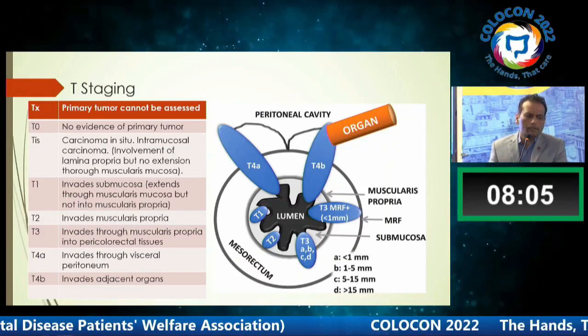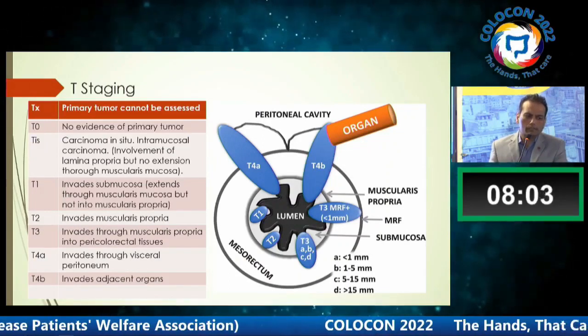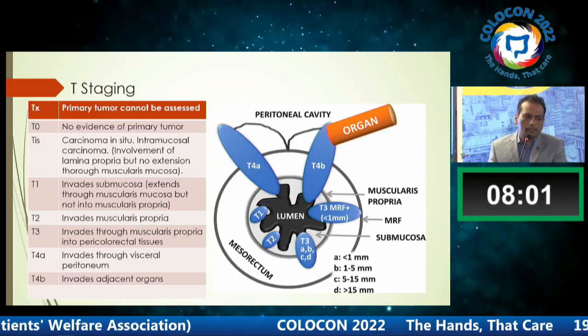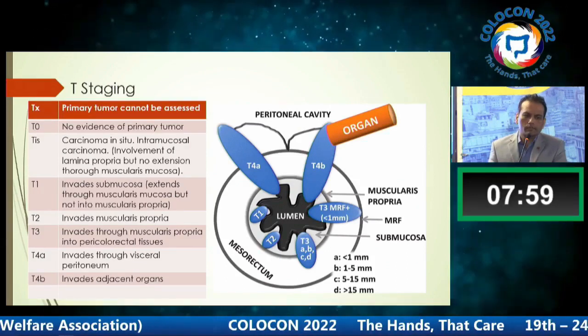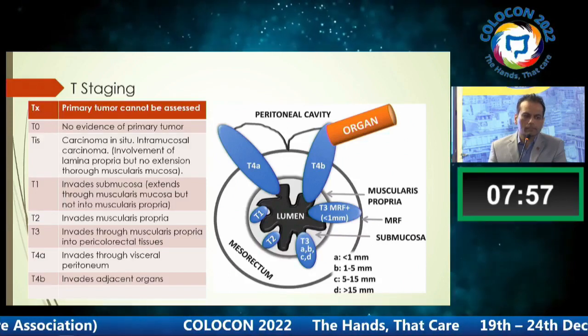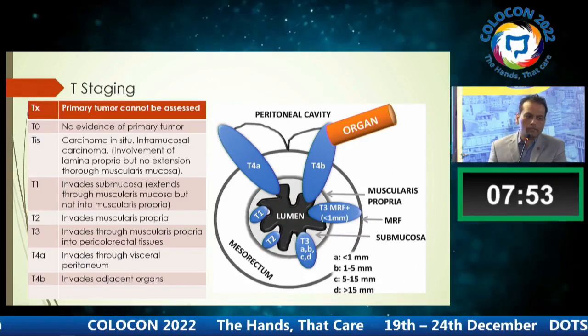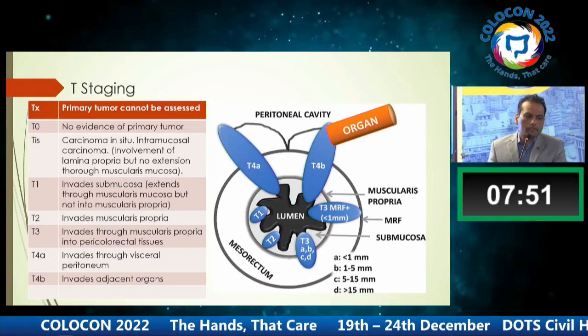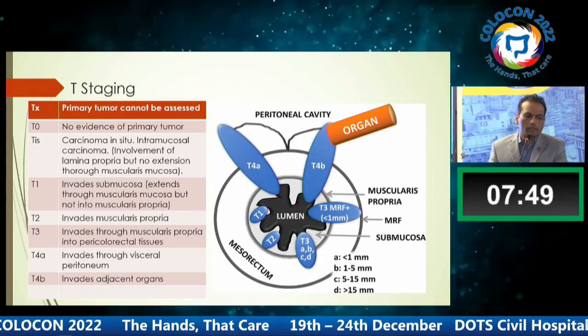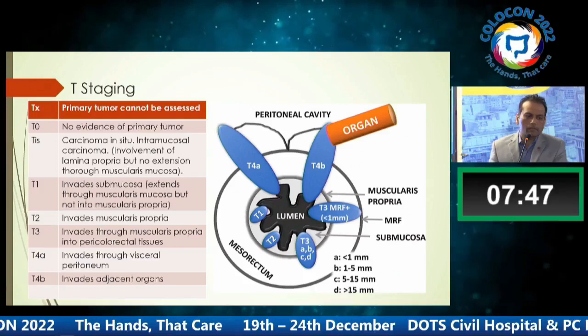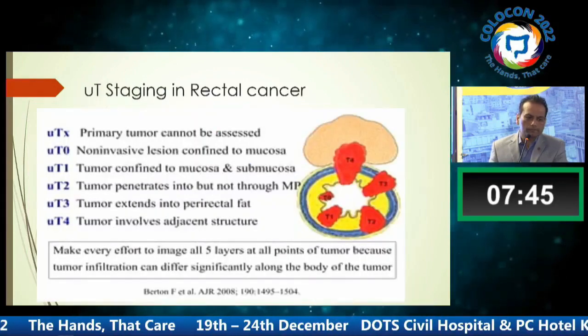These are the T1 staging. T1 is when the tumor involves mucosa and submucosa, and T2 is when the tumor extends to the muscularis propria but not through the muscularis propria. T3 is when the tumor extends through the muscularis propria, and T4 is the tumor which involves adjacent viscera or the visceral peritoneum.